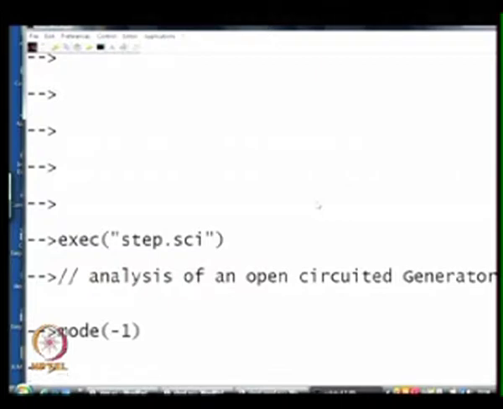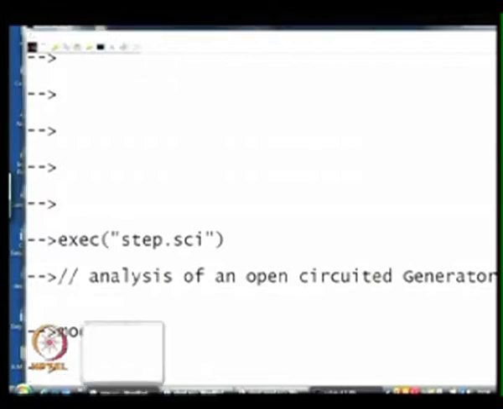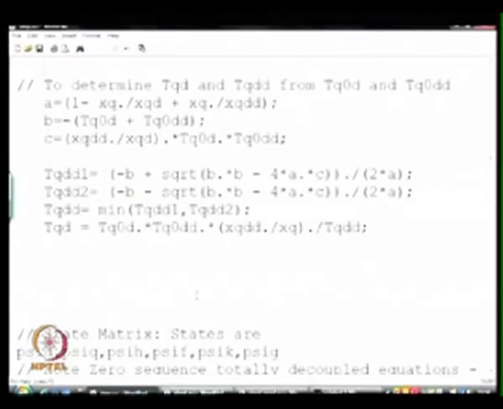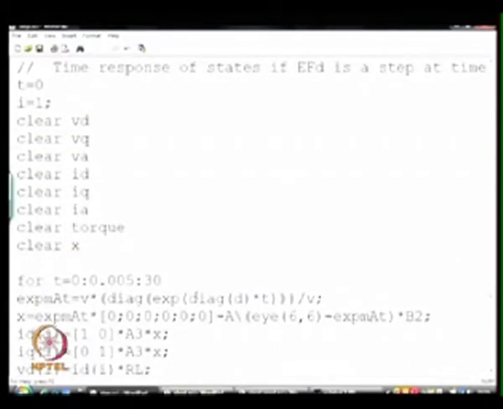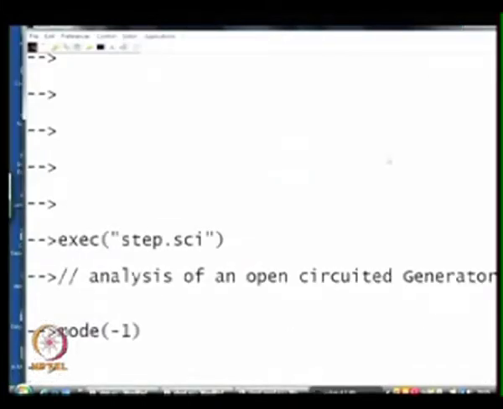If you look at the time I am evaluating this for, I will scroll down the program, and I am evaluating it every 5 milliseconds for 30 seconds. Because of that the program did take a while, in fact not to simulate it, but to evaluate it at various time instants.